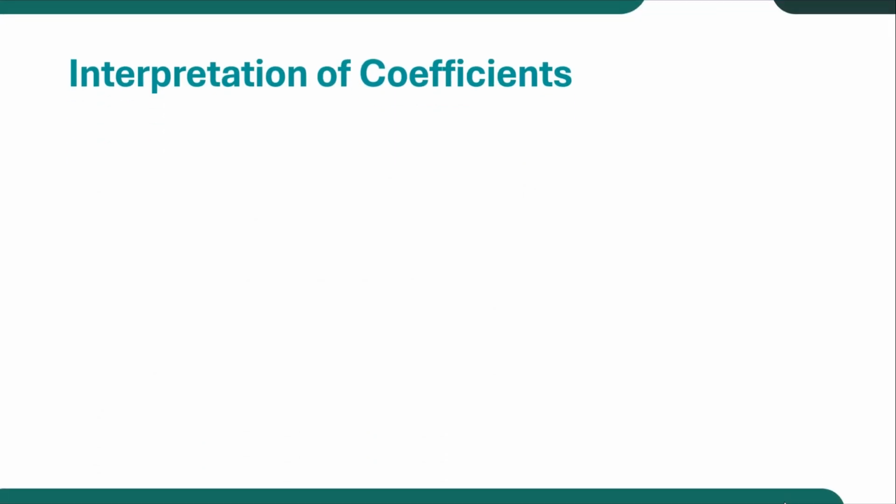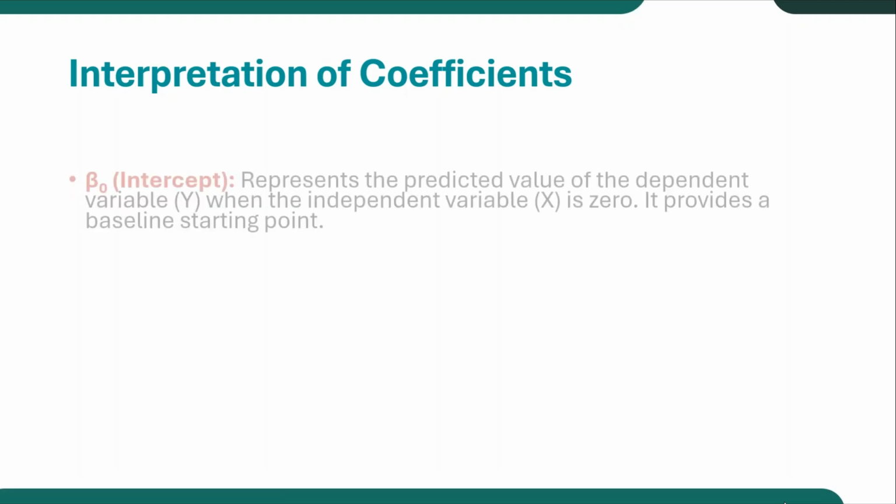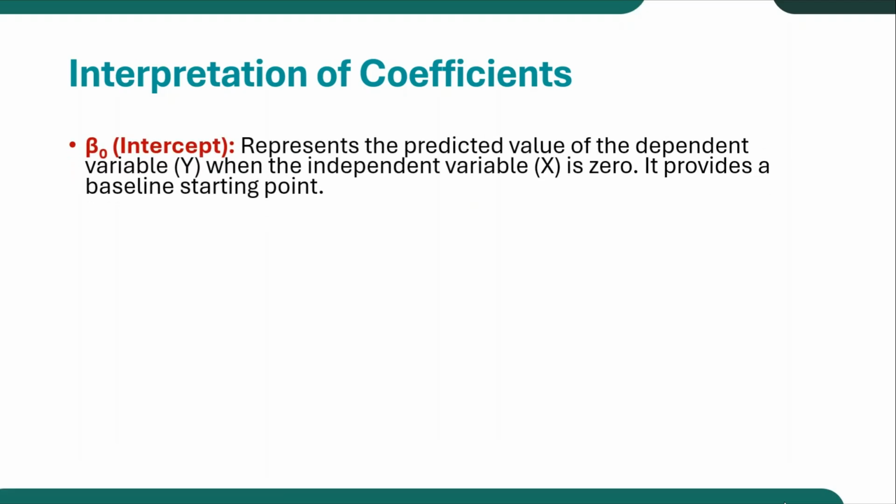Let's interpret each coefficient in the regression equation. Beta naught, the intercept. Let's start with the intercept, beta naught. This represents the predicted value of y, the dependent variable, when x is 0. It serves as the baseline starting point for our regression line. For example, if no hours are studied, the intercept gives the predicted test score.